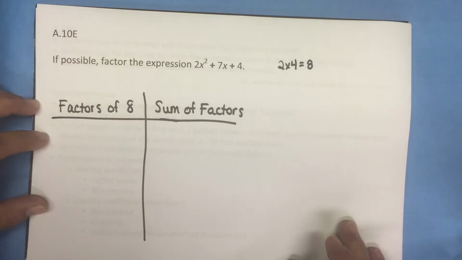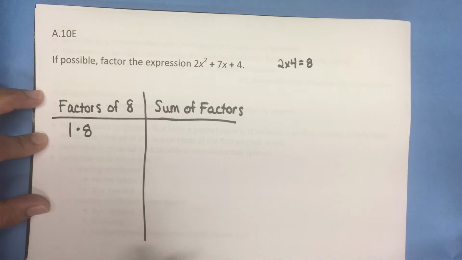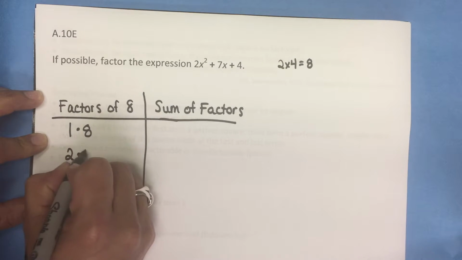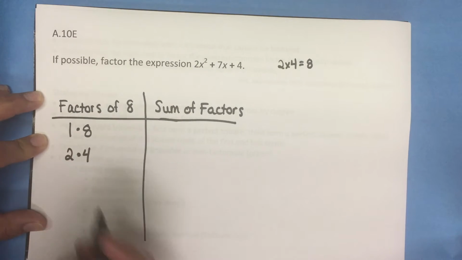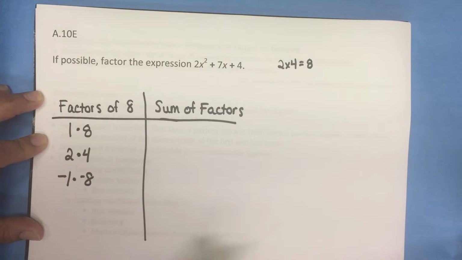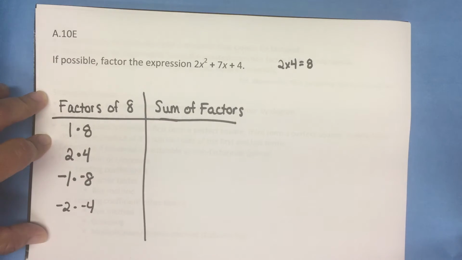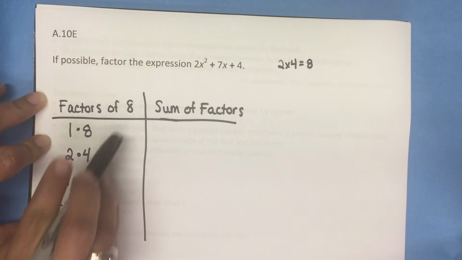So let's start listing these factors. Well, I know 1 times 8 will give me 8. I know 2 times 4 will also give me 8. Negative 1 times negative 8 will also give me a positive 8. And negative 2 times negative 4 will also give me positive 8. And those are all the factors for positive 8.